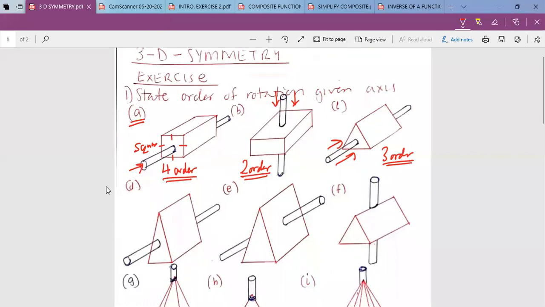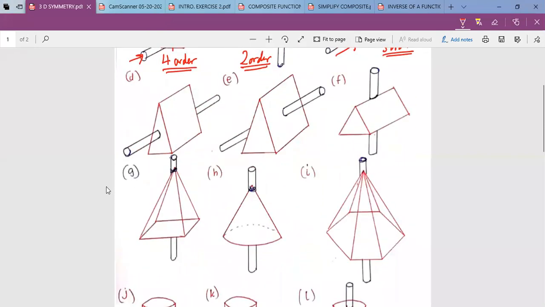We go to part D. Again, you look at where the axis is pinching there. You'd realize it is pinching on the side where we have an isosceles triangle. And we know if it is an isosceles triangle, it has only one order. Question E. We look at the side where it is pinching, and you realize it's a rectangle. F. You look at the side where it's pinching, and you look at the base where this shape is passing through, you do realize it is a line or it is a rectangle, so also it will be two order.